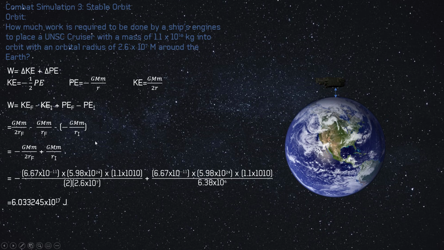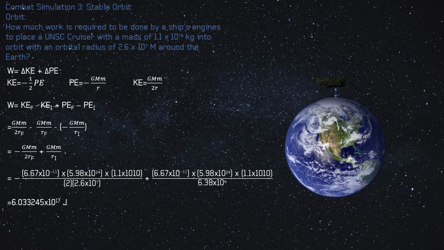We're going to plug in all of our values, so the gravitational constant, the mass of the first object, the mass of the second object, and oh, this should be 10 to the 10, so don't worry about that. That's just a formatting issue. So that's not 1.1 times 1010. That should say 1.1 times 10 to the 10. So just don't worry about that. It's just a formatting issue.